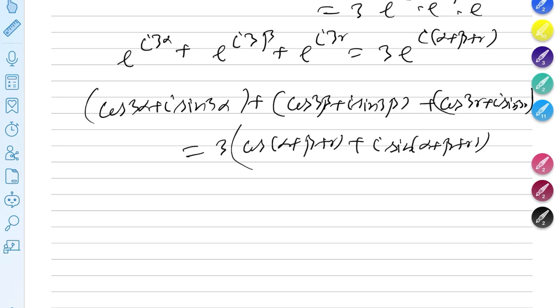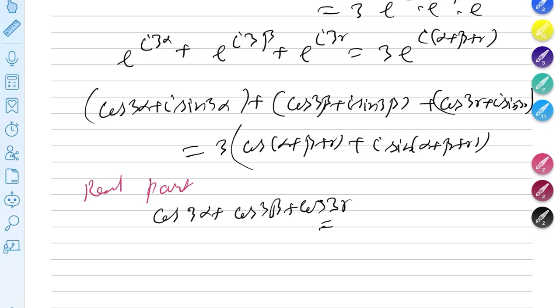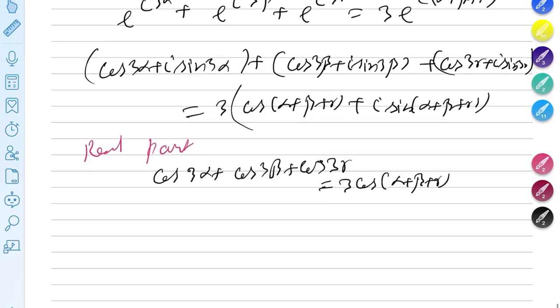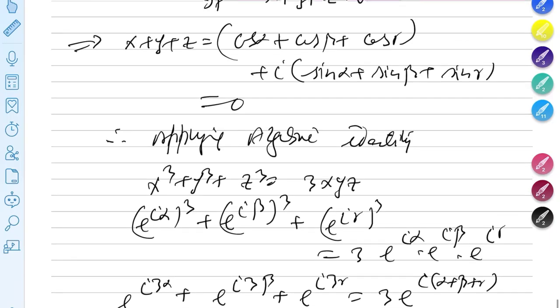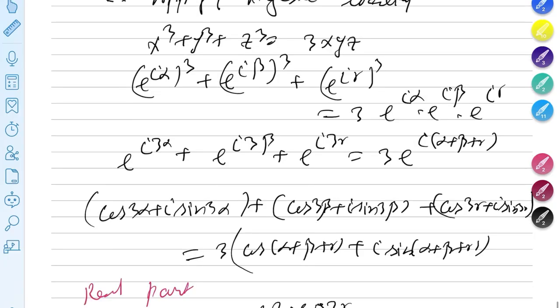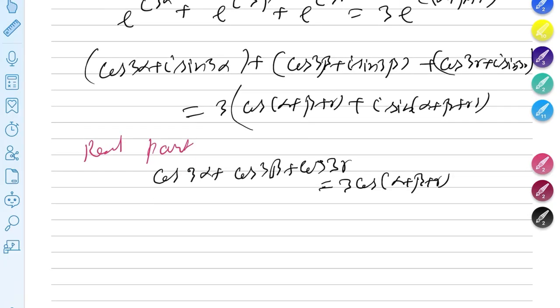Now comparing the real and imaginary parts. What is the real part? The real part on the left hand side is cos 3 alpha plus cos 3 beta plus cos 3 gamma, and the right hand side is nothing but 3 times cos of alpha plus beta plus gamma. So this proves our given identity, but in the same way we can also prove the sine form.